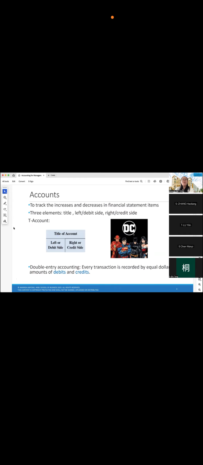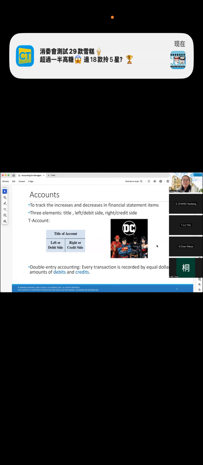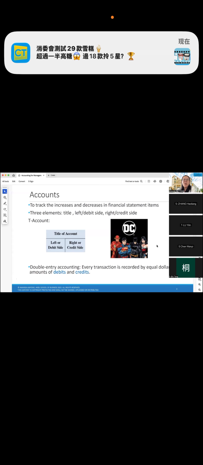There are three elements for each T account. At the top, we have the account title, for example cash or accounts receivable. On the left-hand side of the T, we have the debit side, whatever amounts we want to debit. On the right-hand side, we have the credit side, meaning whatever amounts we need to credit to that particular account. How do we remember if it is debit or credit? I introduced to you the picture of DC. D is on the left and C is on the right, meaning that debits always go on the left side and credits always go on the right side.